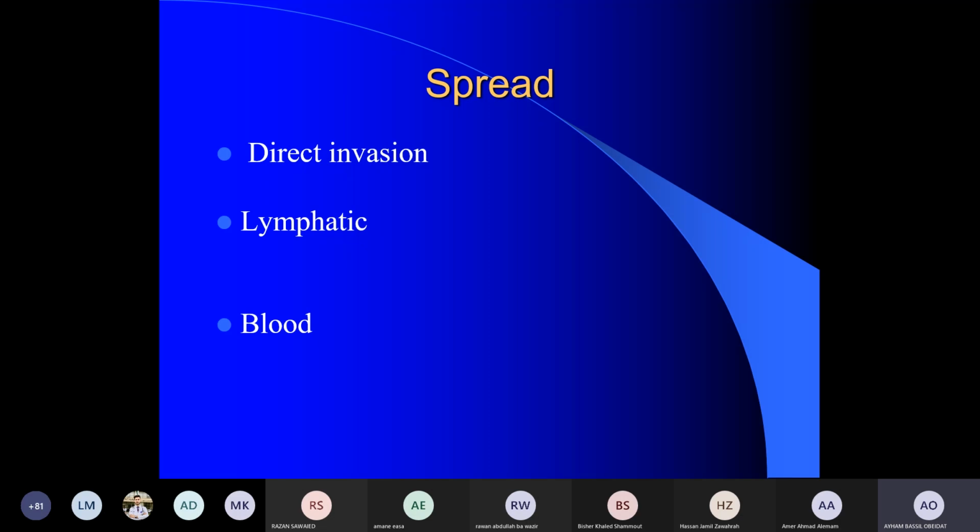And like other tumors, it spreads by direct invasion into the adjacent organs. It can metastasize by the lymphatics to the pelvic and para-aortic lymph nodes, and rarely it can metastasize by the blood.